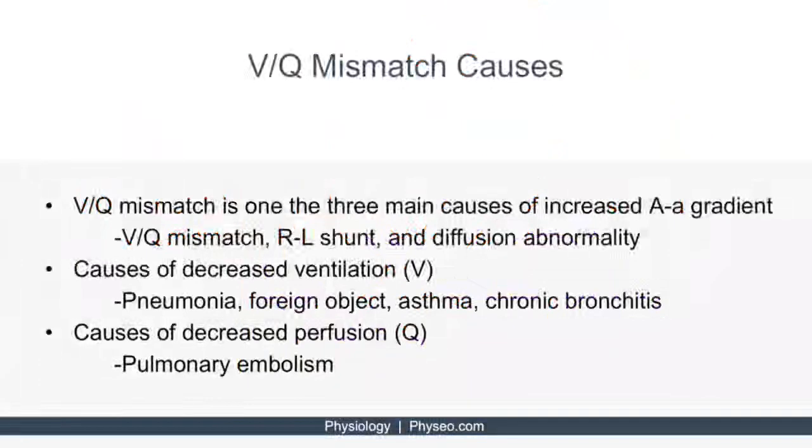So now let's talk about some of the causes of VQ mismatch. Now, VQ mismatch is one of the three main causes of increased AA gradient. And we discussed this in the gas exchange lecture. And there are three main causes of increased AA gradient. As a review, there's VQ mismatch, a right to left shunt, and diffusion abnormality.